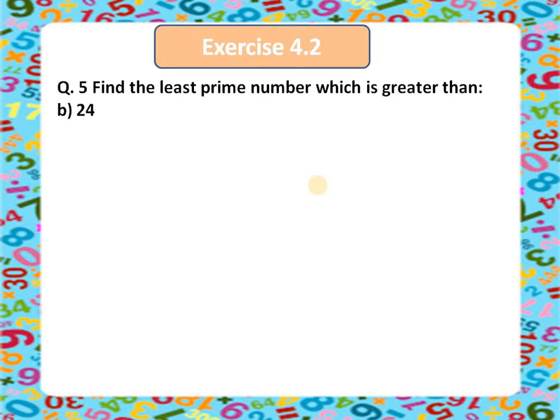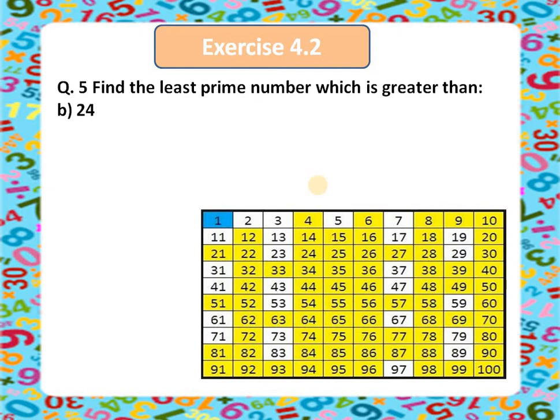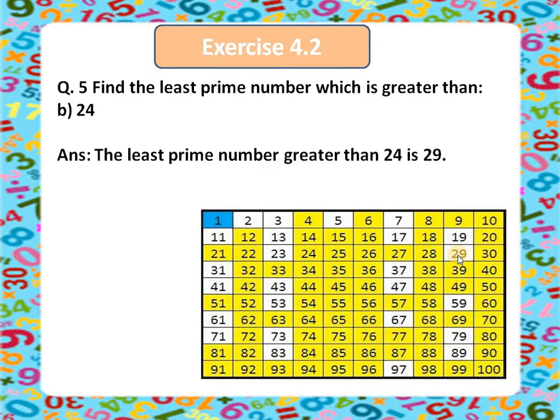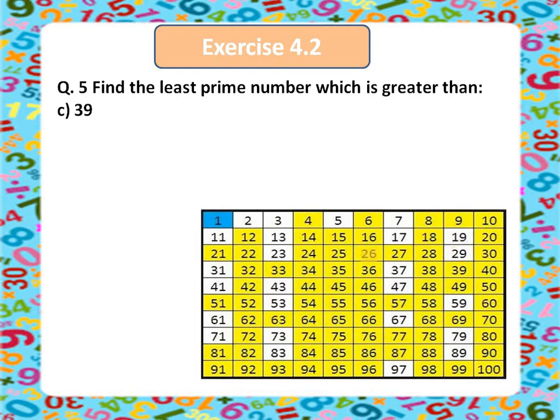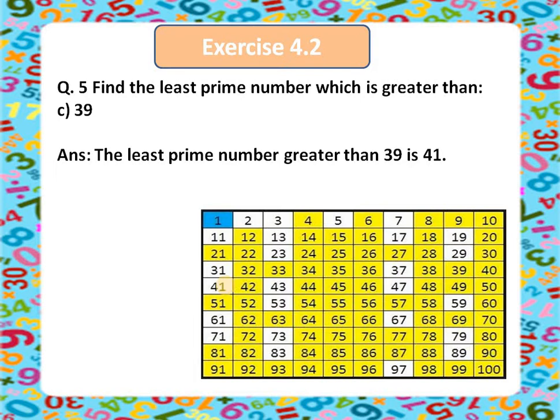B part, 24. Look here, table 24. I think it will be now 29. The least prime number greater than 24 is 29 here. C, 39. If you look at this table closely, 39 is here, but we need greater than that, so it will be 41. The least prime number greater than 39 is 41.